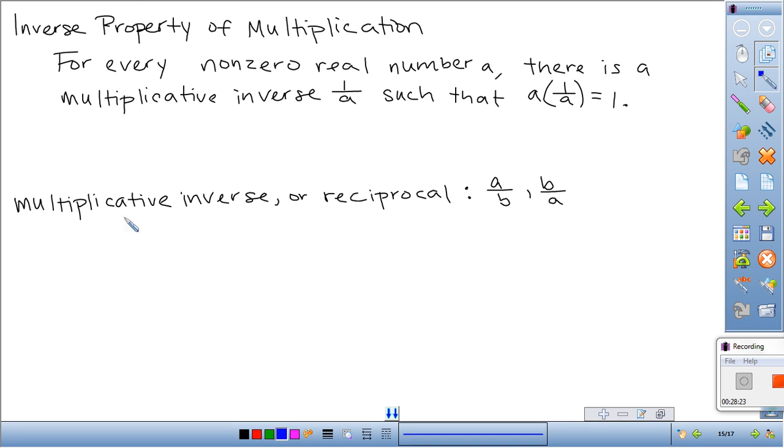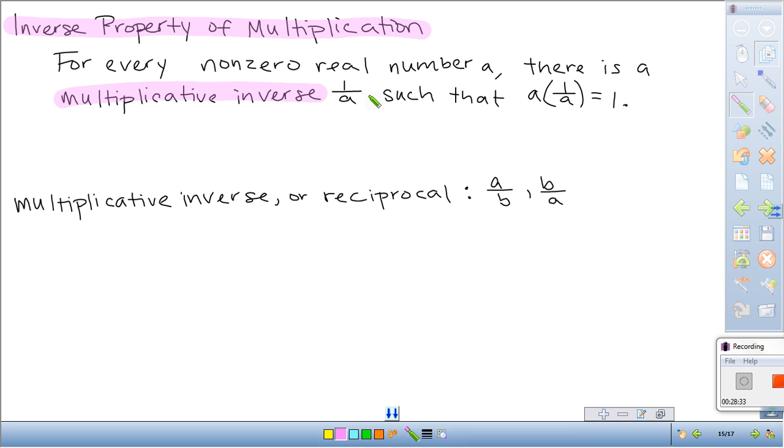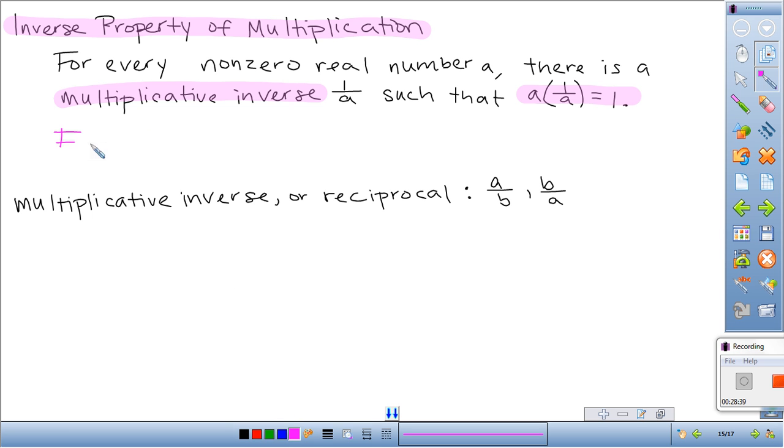Okay, a couple more things and then we'll get to our last example. The inverse property of multiplication. For every non-zero real number a, there is a multiplicative inverse, 1 over a, such that a times 1 over a equals 1. For example, 5 times 1/5 is just 1. Or negative 5 times negative 1/5 is also just 1.